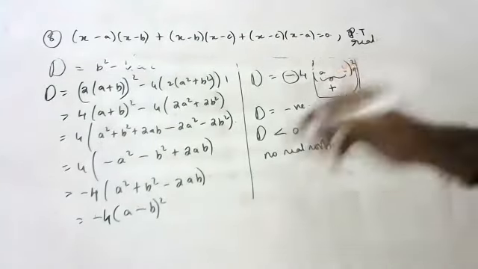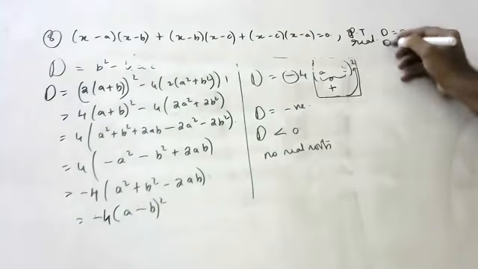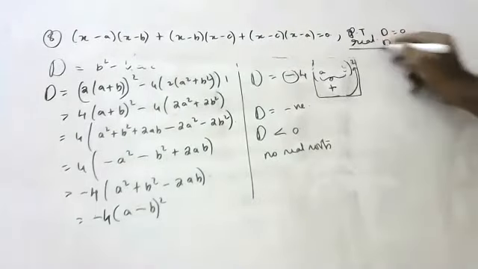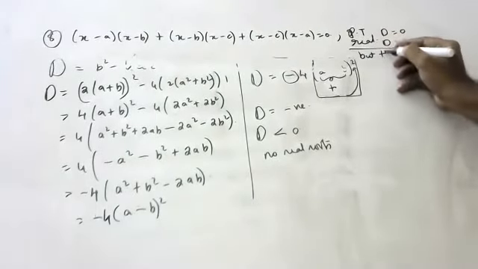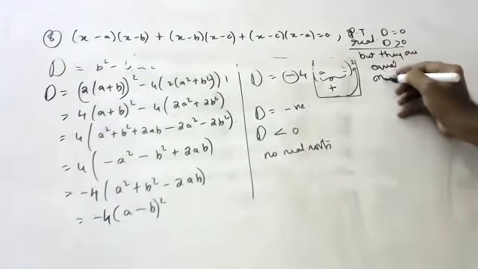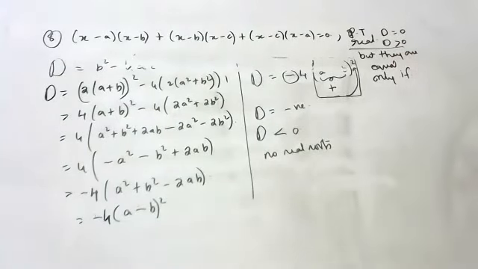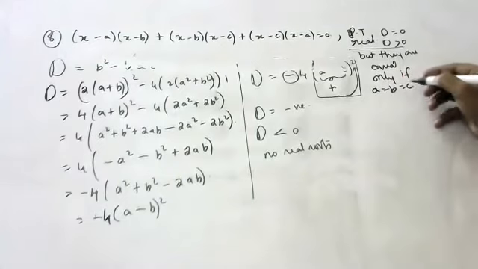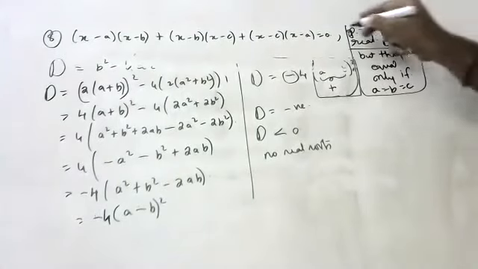Real means D can be 0 or D can be greater than 0. Prove that roots are real, but they are equal only if a is equal to b is equal to c. Two conditions we have to consider. First, let us find the discriminant, children, then we can do everything.